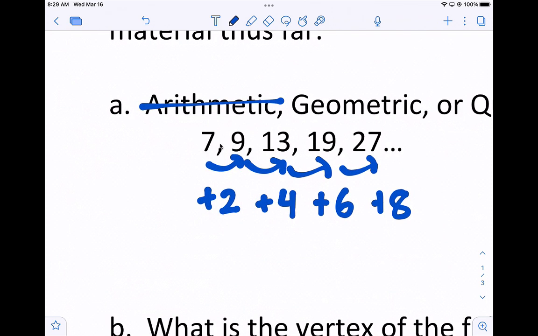Geometric, we can take one number and divide by the number before it. So if I try 9 divided by 7, it's about 1.2857. I'll try 13 divided by 9, and I get 1.44. So again, if you take any number and divide by the number before it, you should get the same ratio, and we don't, so it's not geometric.